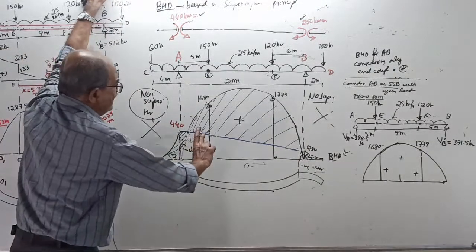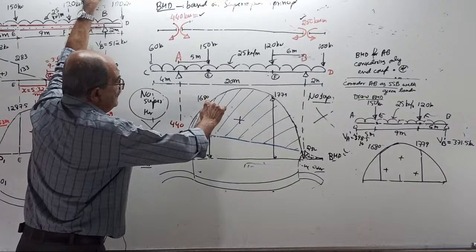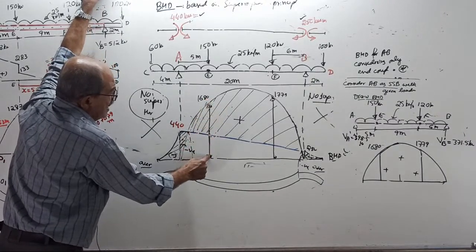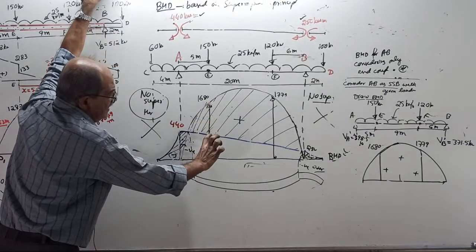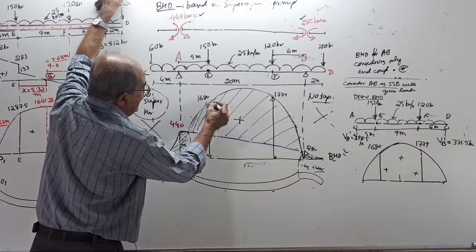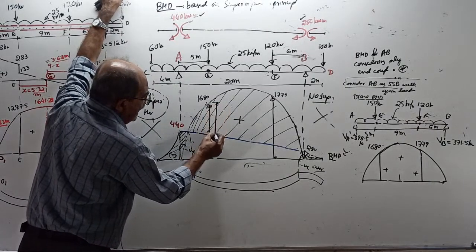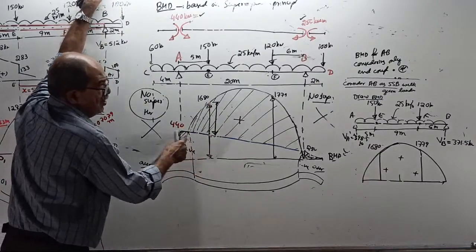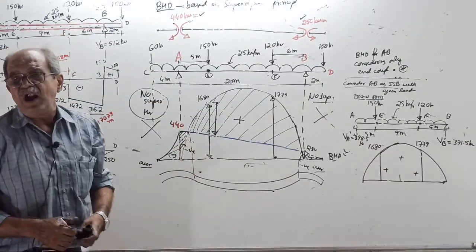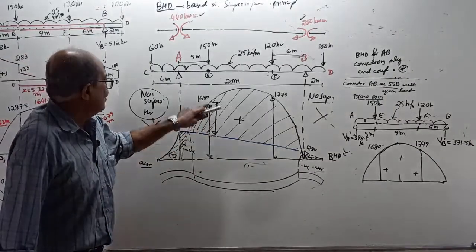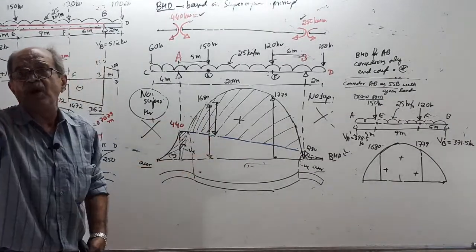This is 392.5. This full is 1680. Tell me, what is the real BM here? The answer: from 1680, subtract that interpolated value.